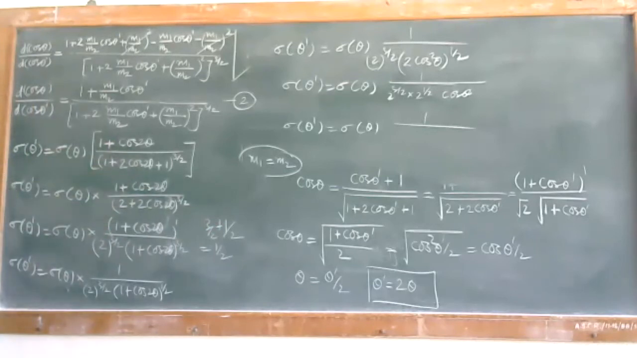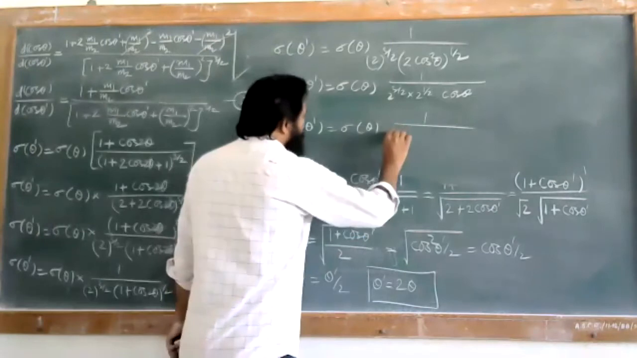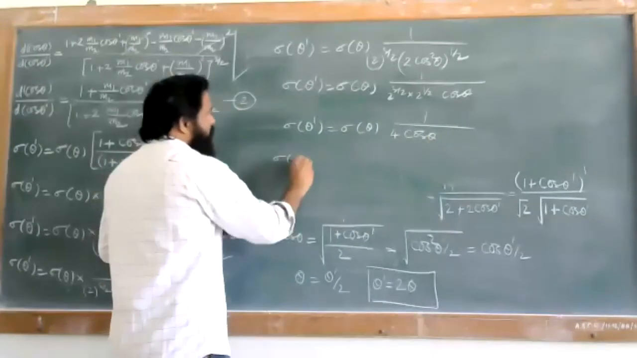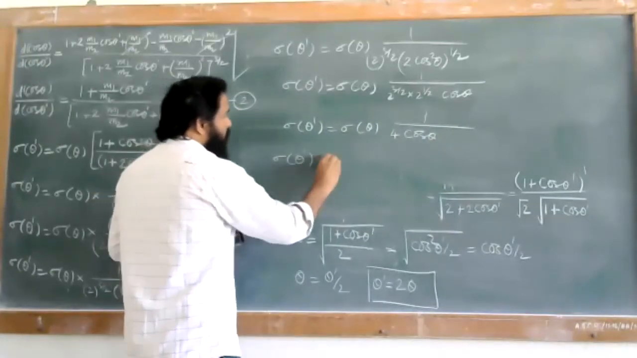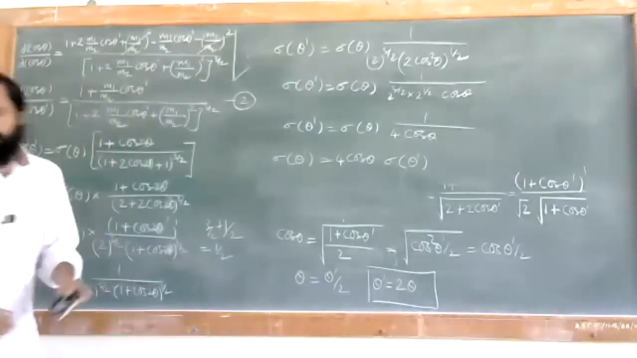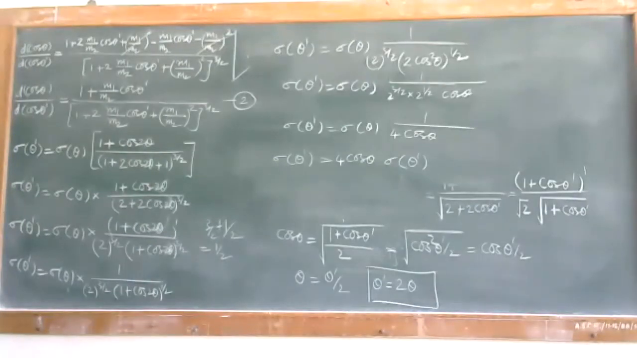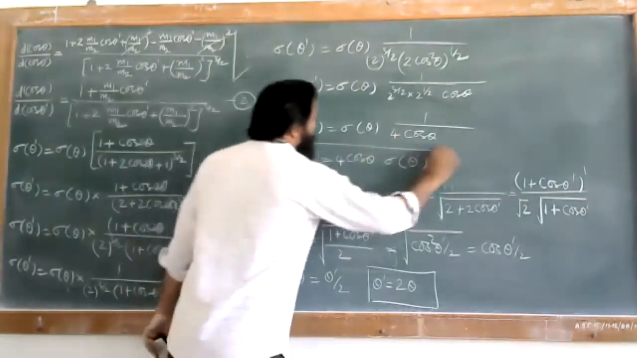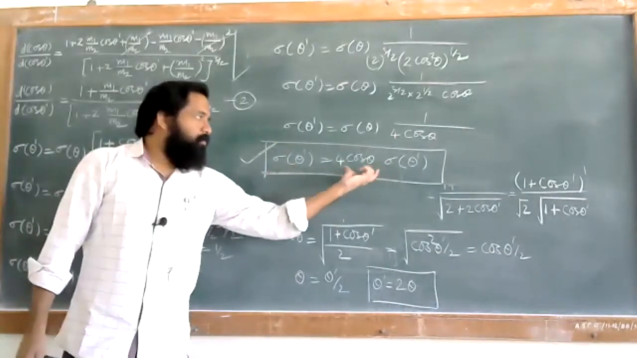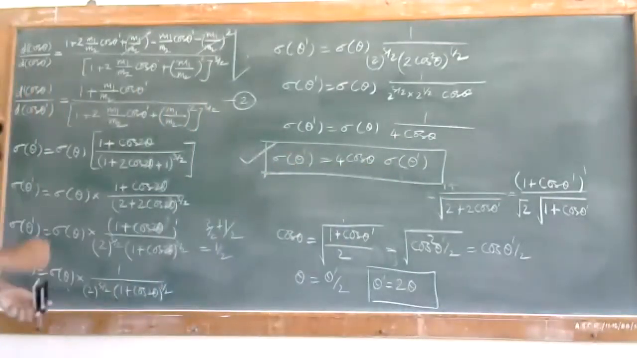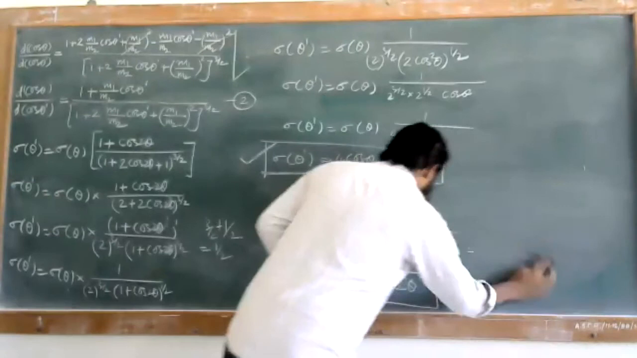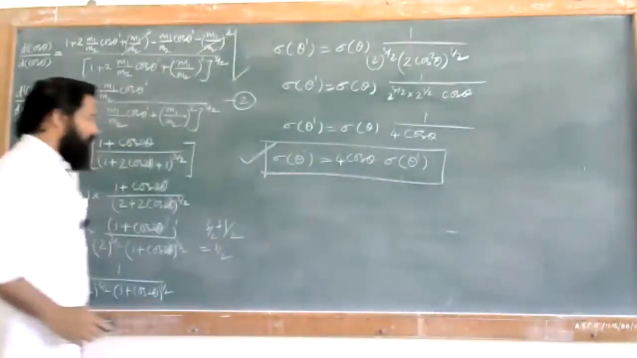Again, we have to calculate the values. So this comes out to be I think 4 cos of theta, and so we can have this value, that is sigma theta or sigma theta dash is equal to 4 cos of theta times sigma theta dash. So that is the relation between your scattering cross sections in center of mass and laboratory frame. The laboratory frame can be 4 times cos of theta times your cross section in the center of mass frame.